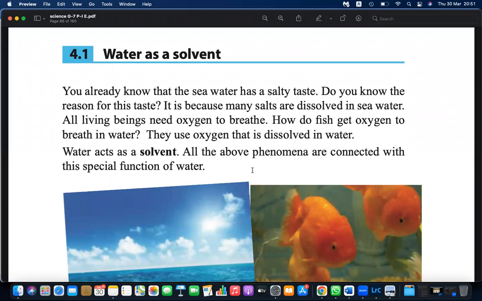So that is a really important property, because it lets nutrition be transported inside our body.